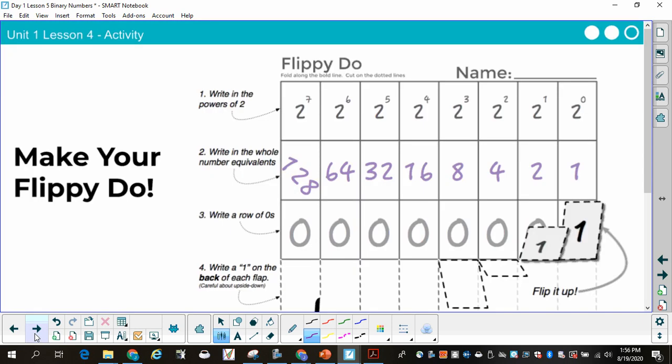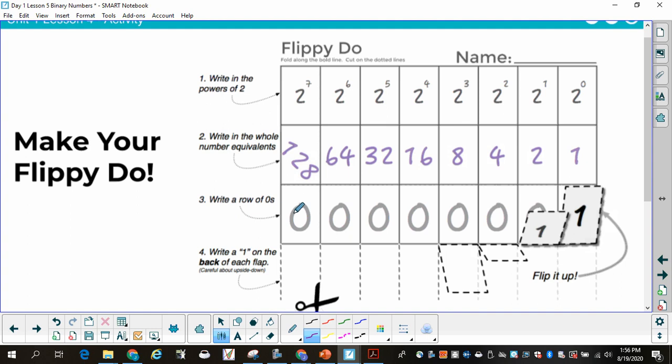Now, to create your Flippy Do, not hard, okay? With your template either written out or printed, in this very top row, you're going to write 2 to the 7th, 2 to the 6th, 2 to the 5th, 2 to the 4th, 2 cubed, 2 squared, 2 to the 1st, 2 to the 0. These are your powers of 2. Then you're going to write your decimal equivalents. So 2 to the 0 is 1. 2 to the first is 2. 4, 8, 16, 32, 64, and 128. So fill in the decimal equivalents.